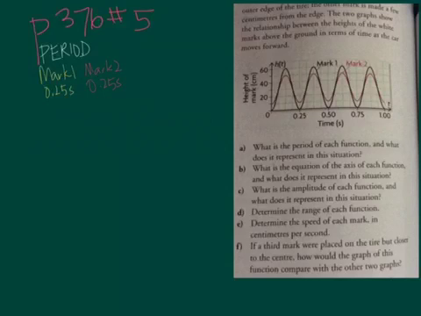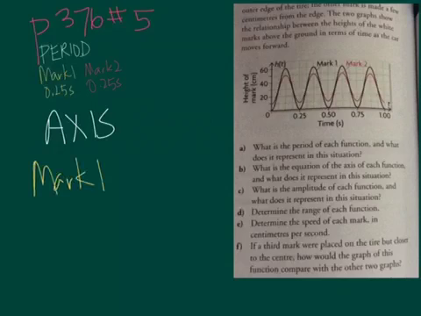Now looking for the equation of the axis of each function. So now we're going to look at the axis. So here's the axis. For Mark 1, the maximum, so the black line, the maximum is 60 and the minimum is 0. So halfway between the maximum and the minimum would be 30. So our axis is y equals 30.